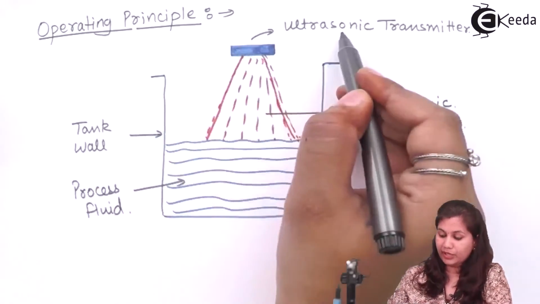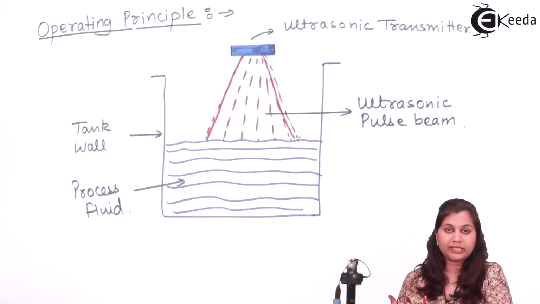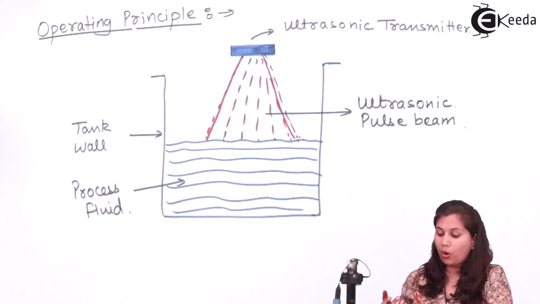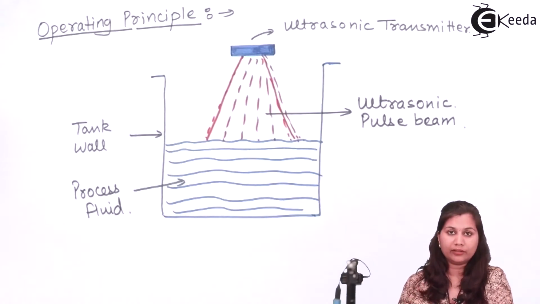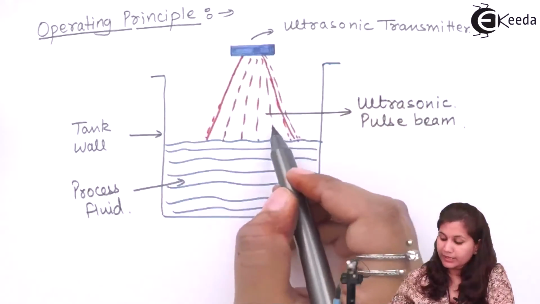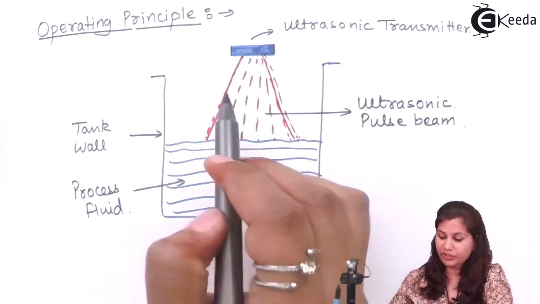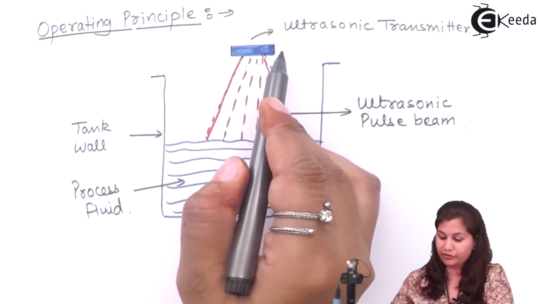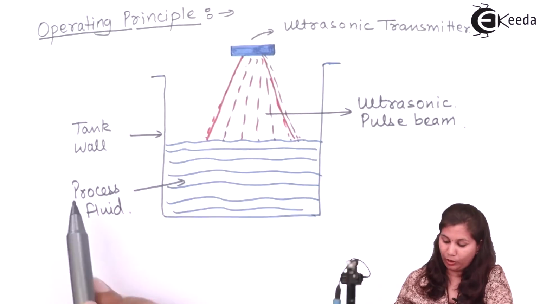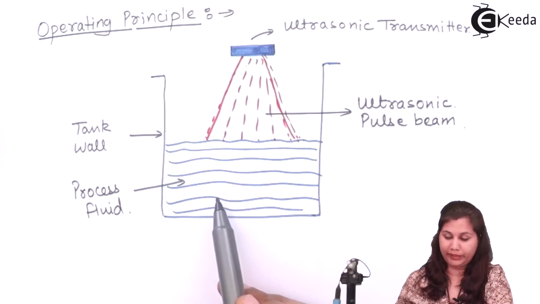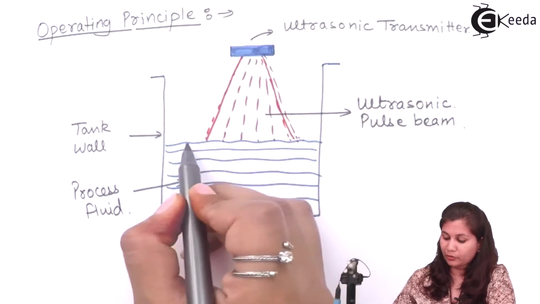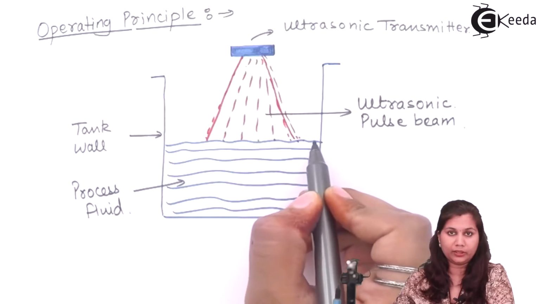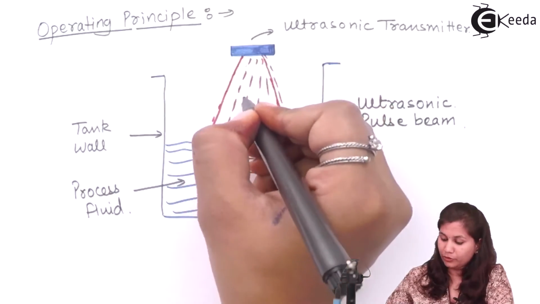This is the ultrasonic transmitter which is generating the ultrasonic waves. It is also receiving the waves, so it is acting as both the transmitter and the receiver. This is the ultrasonic pulse beam generated by this ultrasonic transmitter. This is the tank wall and this is the process fluid. Now when these ultrasonic waves strike the top of the liquid, they return back.